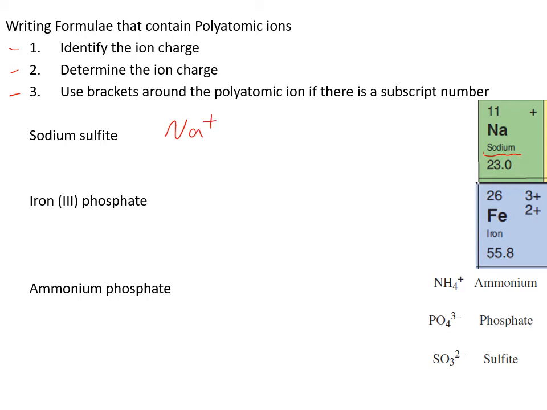And determine the ion charge. I should have said something a little bit better, like write down the ion charge of the negative ion. But we have sulphite. We looked at it on the polyatomic sheet, and it says SO3 2- right here. SO3 2-. Now we're going to write this below, and we're just going to do the old swap and drop.